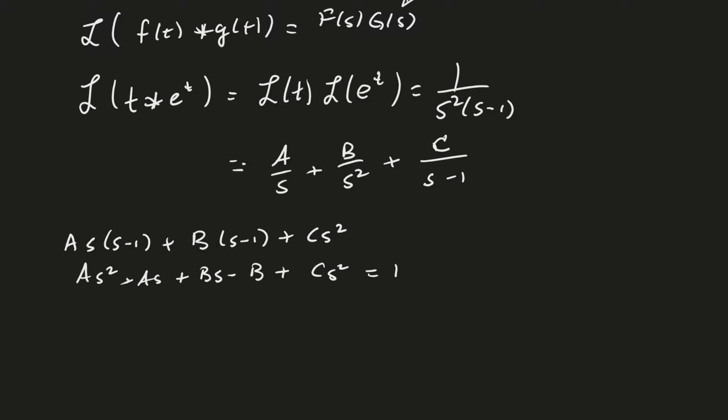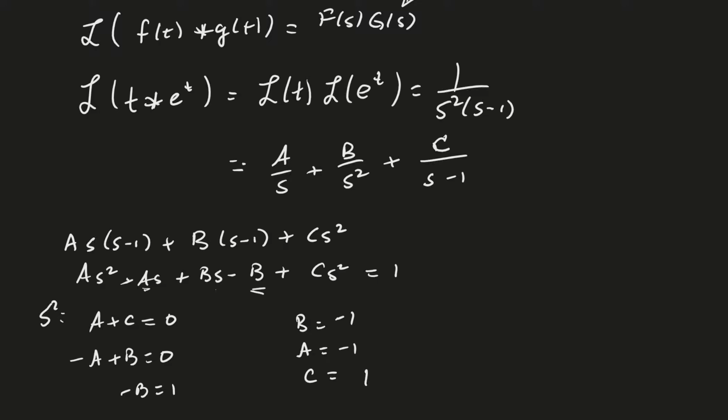Right? So then we get the s^2 terms: a plus c equals 0. Then the s terms: minus a plus b is equal to 0. And then our constants is just minus b. So therefore b is equal to minus 1. a is equal to b, so that's minus 1. And c is equal to positive 1 then.